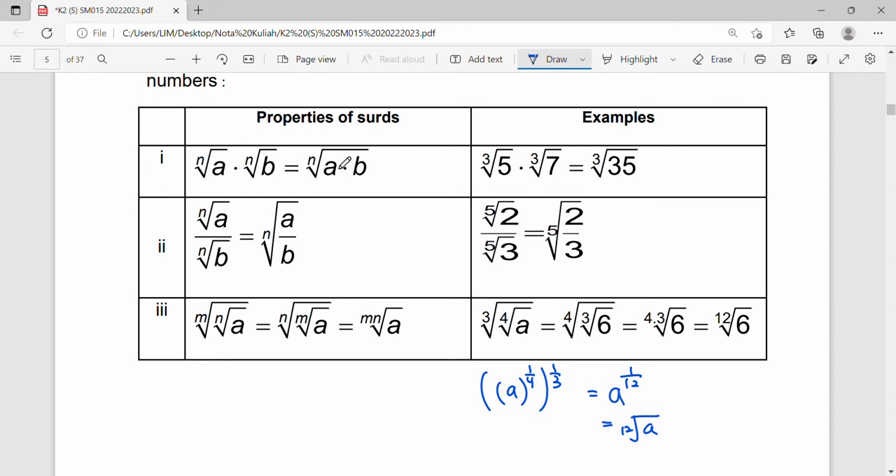So it depends on what root you want. Like cube root, it will be power of 1 over 3. If you want fifth root, it will be power of 1 over 5. If you want square root, it will be power of 1 over 2. Depends on the root here. Punca berapa, maka per lah berapa.